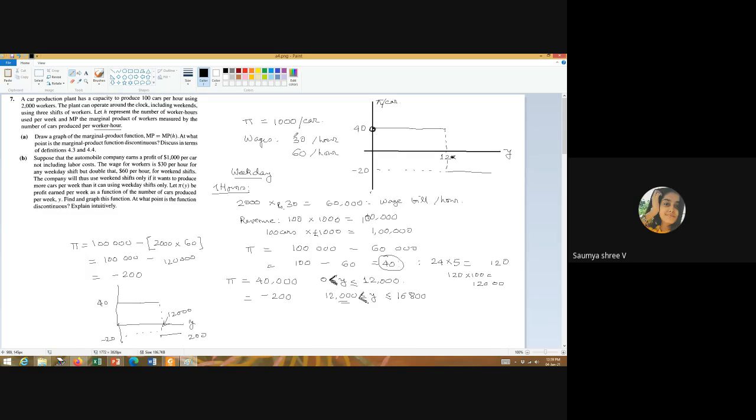Means there is no break on zero. What do you mean by break? There will not be any discontinuity at zero. Oh, yeah, there's a discontinuity over here also. But this is the main discontinuity. The other discontinuity is not economically important.